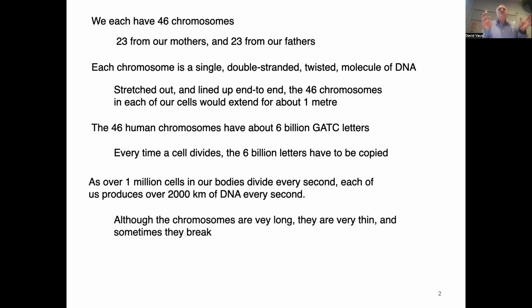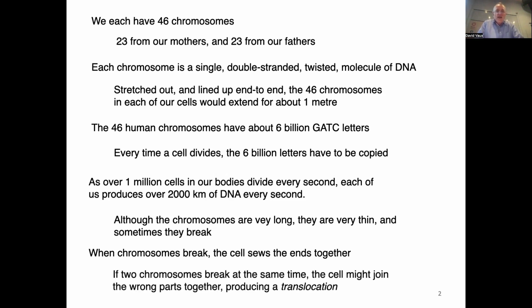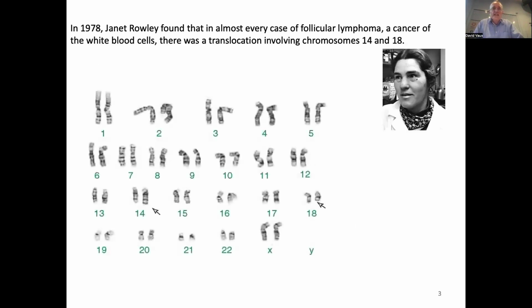And although the chromosomes are very long, single molecules, they're also very thin because they're only a few atoms wide, and sometimes they can break. In fact, in order to copy them, you've got to unwind them, and that involves breaking the DNA and rejoining it using enzymes called helicases or topoisomerases. When chromosomes break, the cell tries to repair them by sewing the ends together. But if 2 chromosomes break at the same time, sometimes a cell will make a mistake and join one chromosome to another chromosome. It gets it wrong, and that's called a chromosome translocation.